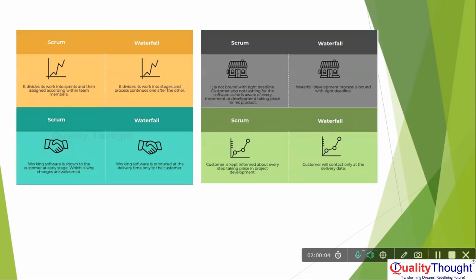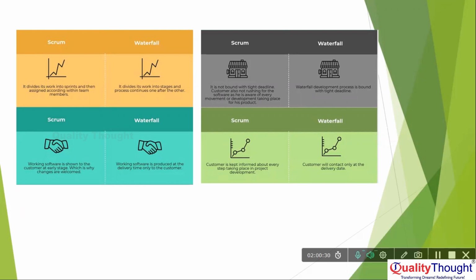You are going to divide the work into sprints. You are not going to deliver the complete software. You are going to divide the work into sprints and release it in smaller units. Whereas in waterfall, the complete model is delivered. Next thing is working software is shown to the customer at an early stage. After a sprint, you are going to release the software to the customer. Customer is very happy. He has the confidence you will deliver it.